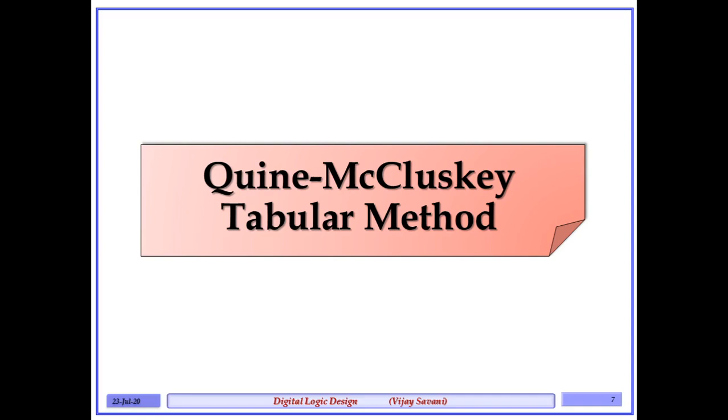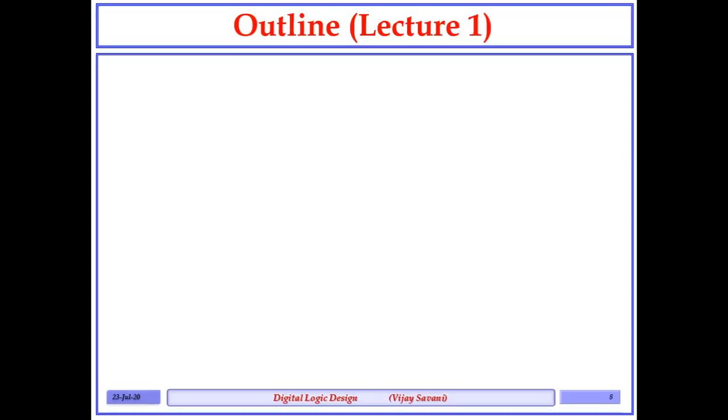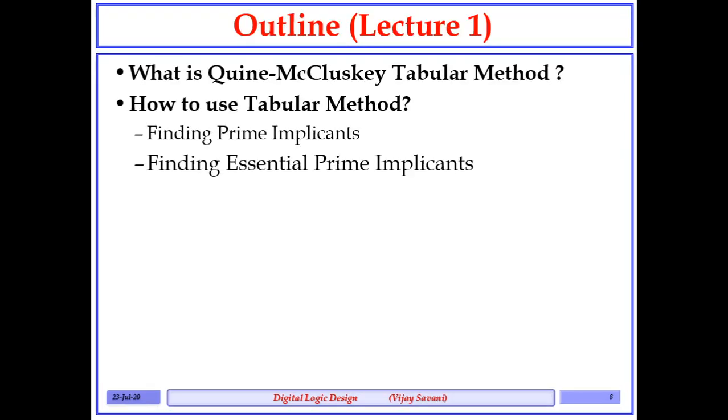Shortly we will call it the tabular method. So in this lecture we will first discuss what this tabular method is. Then we will discuss how to use this tabular method to find the prime implicants, and later on we will discuss how to find the essential prime implicants from the given prime implicants.